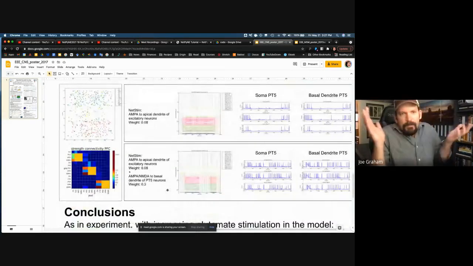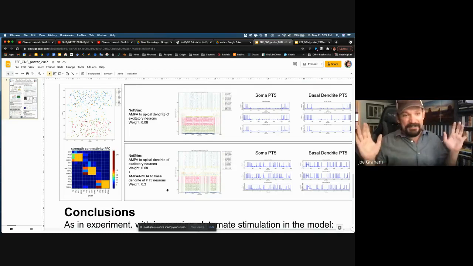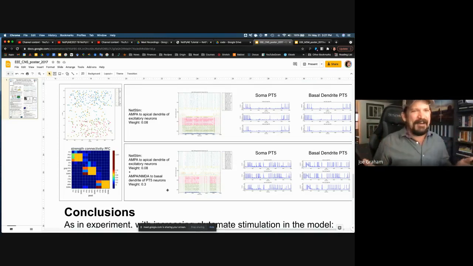You want to explore your parameter space. You want to make sure that if you vary a parameter a little bit, it doesn't explode. You want to make sure your model is robust to small changes in parameter values. If you change a parameter by a tiny amount and your model explodes, then it's not a robust model.